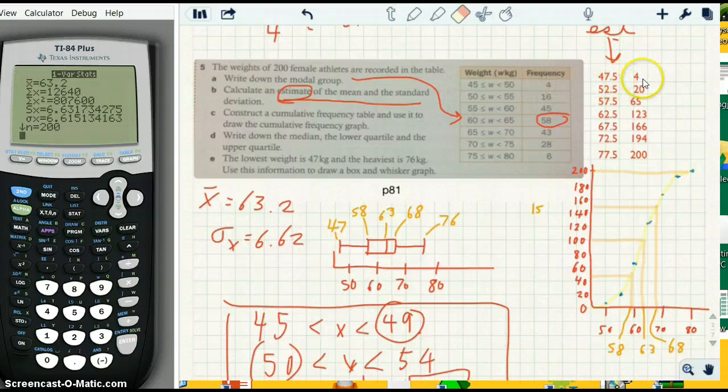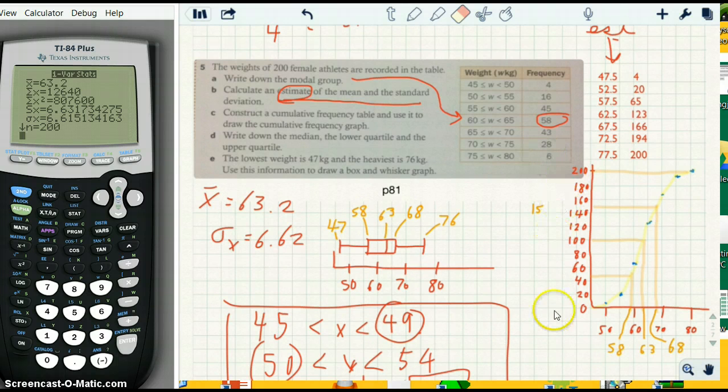So the first cumulative frequency would be the same as the frequency, 4, because there's nothing accumulated before. The second one would be 4 plus 16, 20. The next one would be 4 plus 16 plus 45, 65. Okay, so 200 would be all these numbers added together. Or what you could do is you could take the 194, the previous number, and just add 6 to it, and then you get 200. Okay, so we know that there's 200 people total, so that should work out.